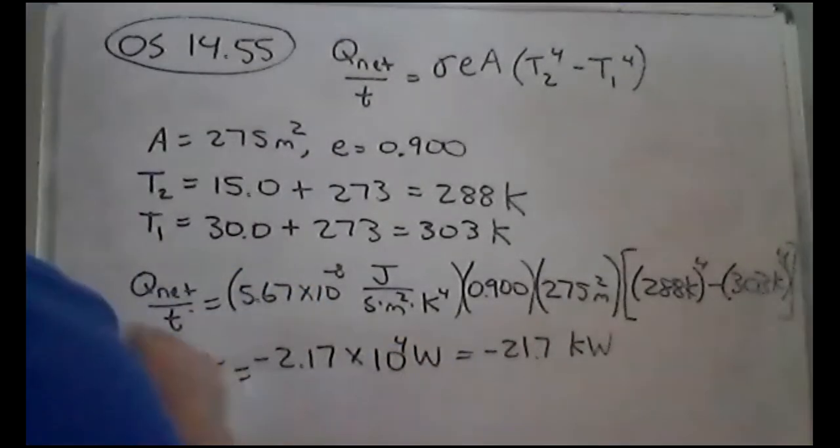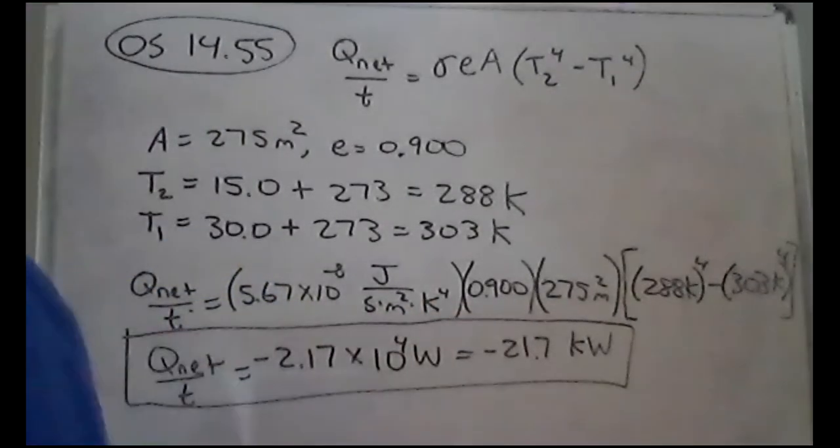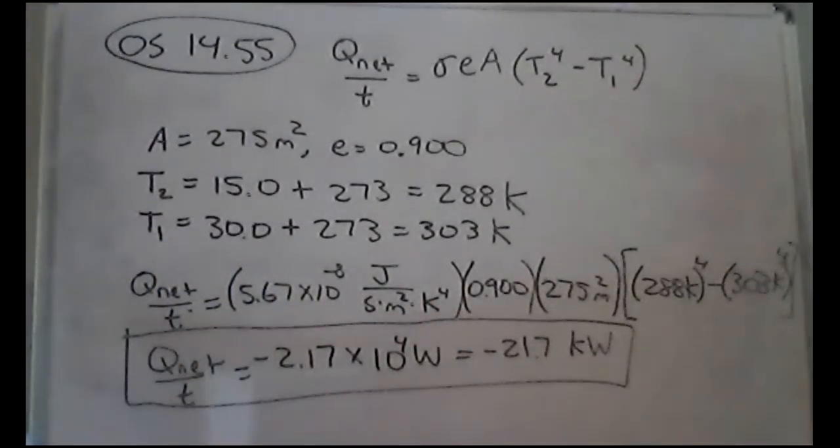Now, why is it negative? Well, it's negative because this is really a heat loss. It's a heat loss from the black roof. Okay, heat loss from the black roof, that's why it is negative.